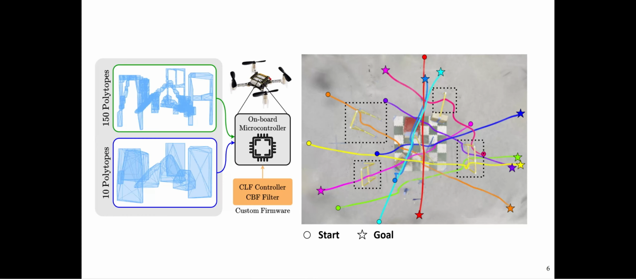In addition, we modify the firmware of the Crazyflie to run a custom controller which generates nominal control inputs using a control Lyapunov function, and filters them with a control barrier function where the obstacles are represented with the polytopes. As a result, the drone is able to fly without colliding with objects in the experiments across 10 different start and goal point pairs, as shown in the figure on the right.